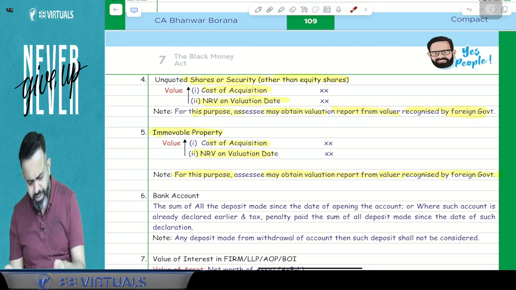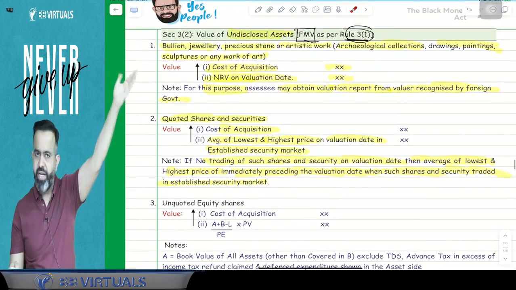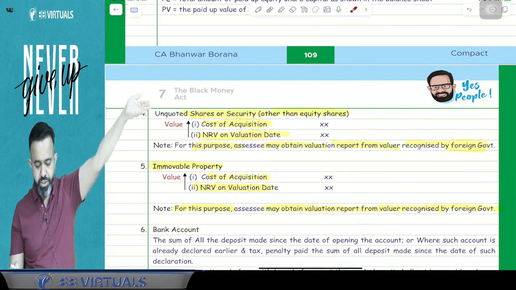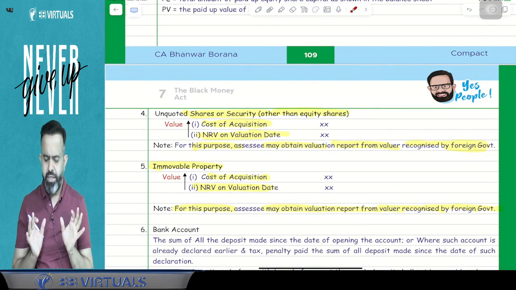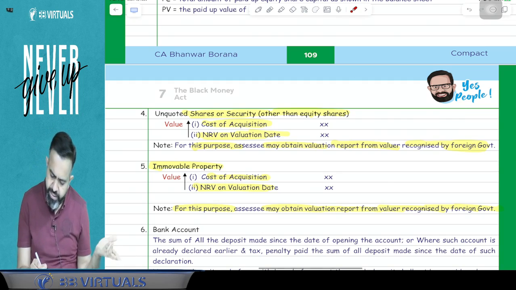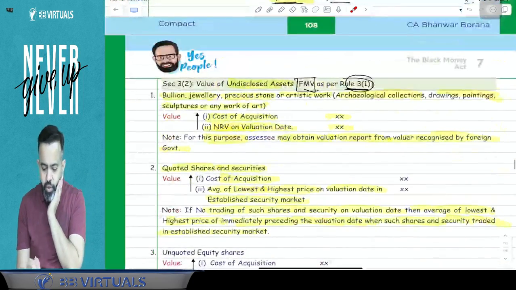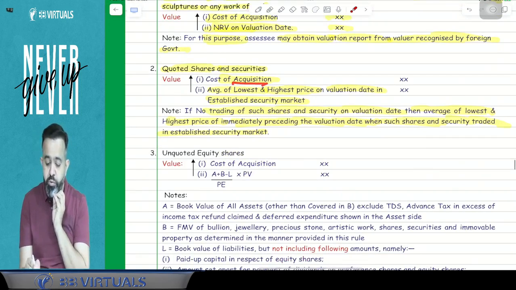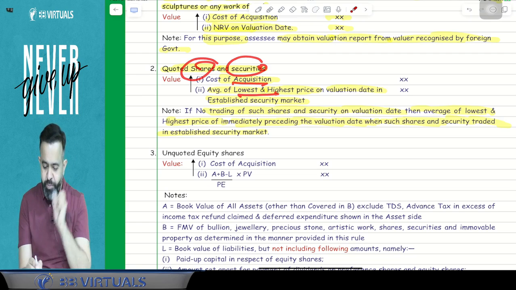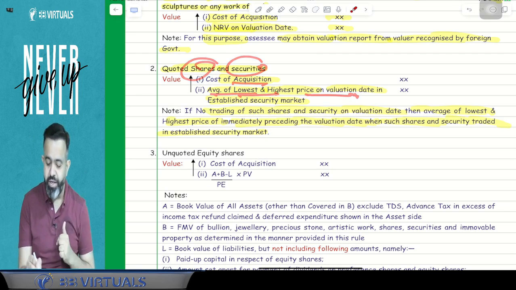So we have discussed four assets till now. One is jewelry, drawing, painting, sculpture, archaeological collection, any other work of art and bullion. Second is quoted share and security. Third is unquoted share and security other than equity share. Fourth is immovable property. In simple words, can I say that in all the assets they are saying just take the cost of acquisition or NRV on the valuation date? In all the assets they are saying the same. And how will you take the NRV of quoted share and security? Just take the average on the valuation date, the average of the highest quote and the lowest quote. That average will be your NRV.